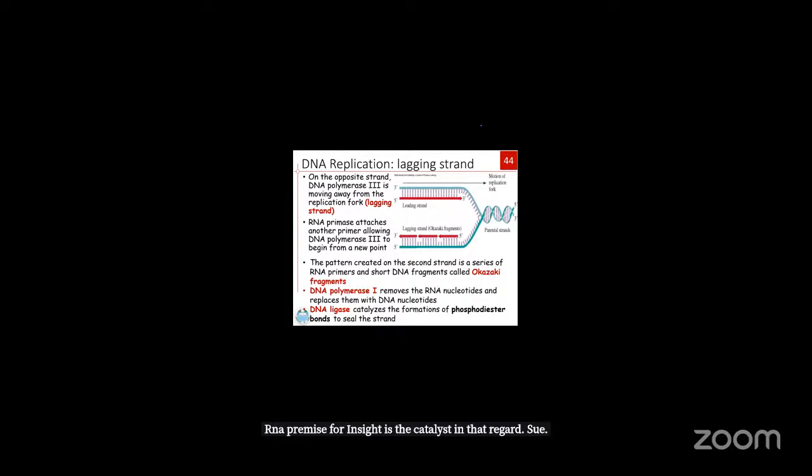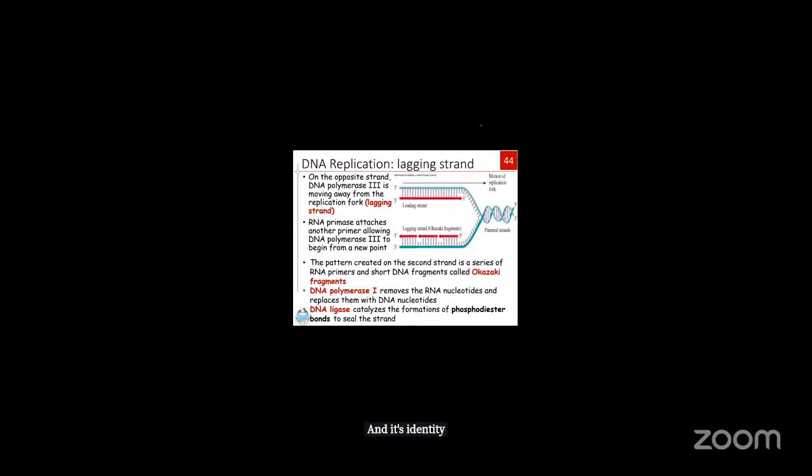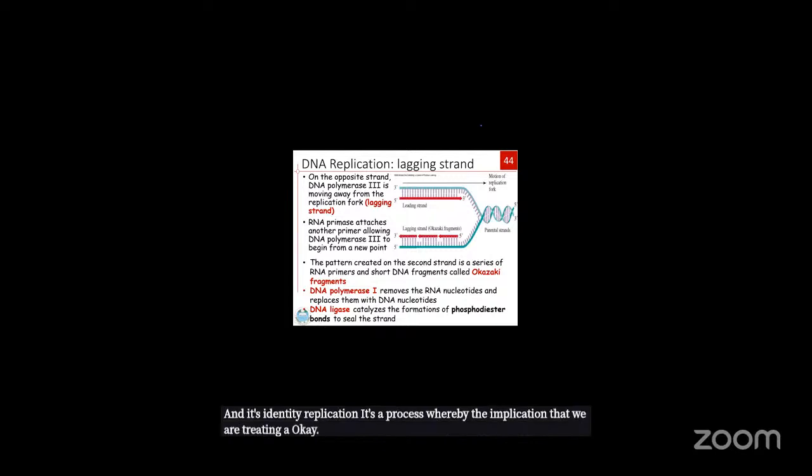I don't understand the DNA replication process. Your explanation on the opening of 5' was not clear. I don't understand slide 41. Okay, I've had enough. Let's go to Zoom. Slide 41, DNA replication. I didn't say much on DNA replication. I only said DNA replication is a process whereby, okay, it's DNA replication that we are treating here. Okay, somebody says slide 41. Let's see.